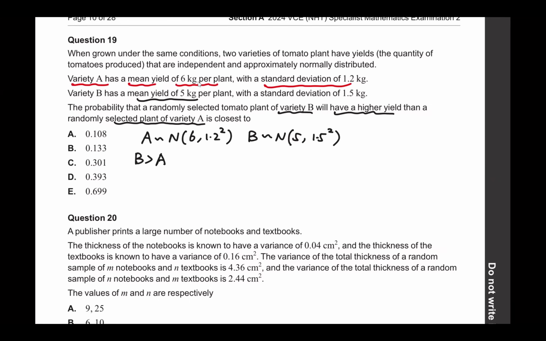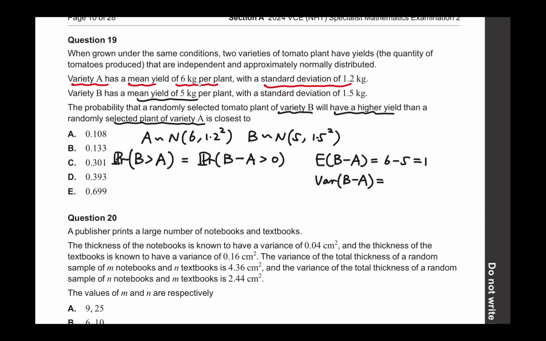B greater than A. And to find the probability B greater than A, we need to use a linear combination method. Say B subtracting A greater than 0. Combine the variables B and A, and then do the difference. So the expected value of B minus A is 6 minus 5, which is 1. And you need to find the variance first, and then proceed with standard deviation.